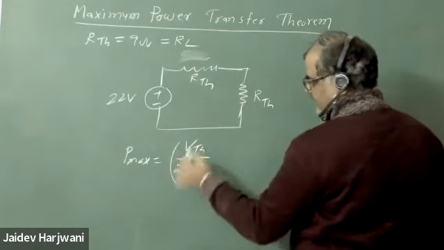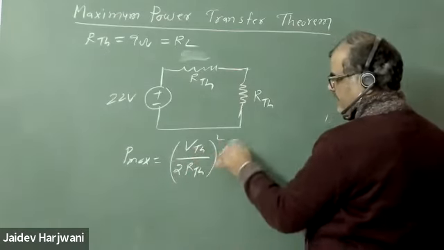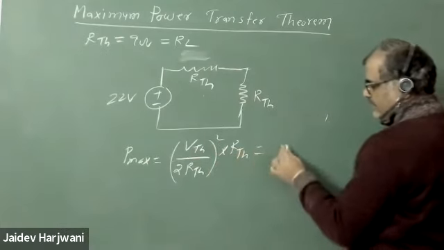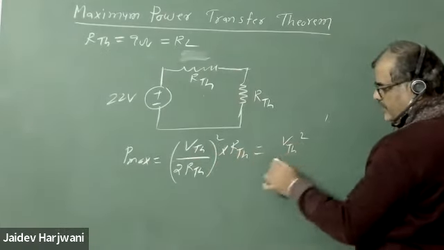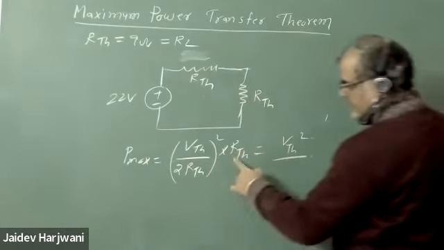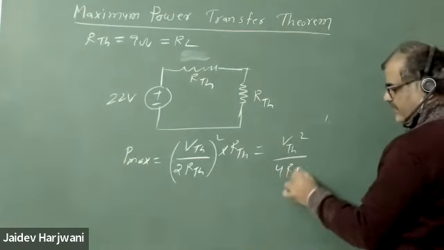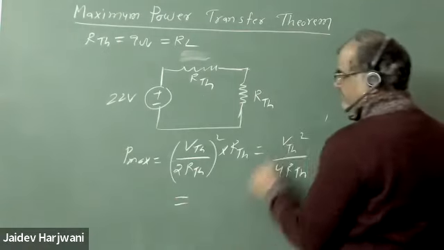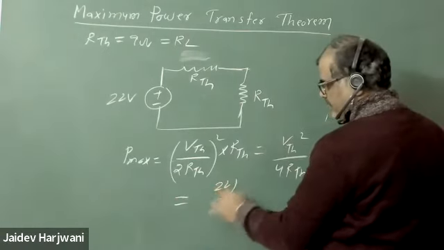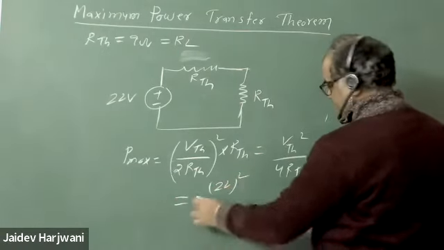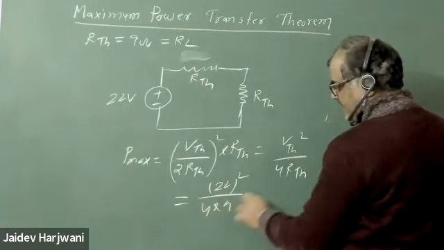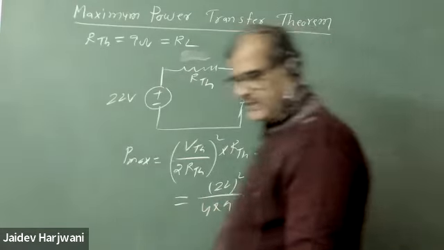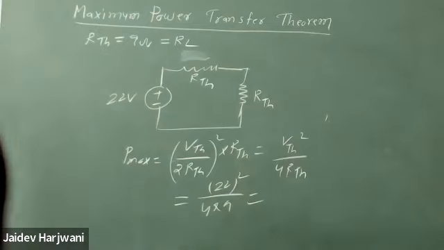So V square, I square R, that is RThevenin. So the formula becomes VThevenin square upon 4 RThevenin. This is the formula for Pmax. So VThevenin, you know, is 22 volt, squared, and 4 RThevenin is 9. If you solve this one, I think it should come somewhere around 13.4 watt.